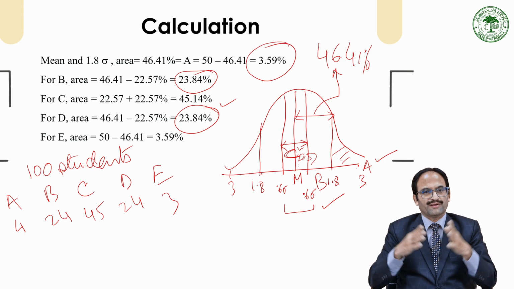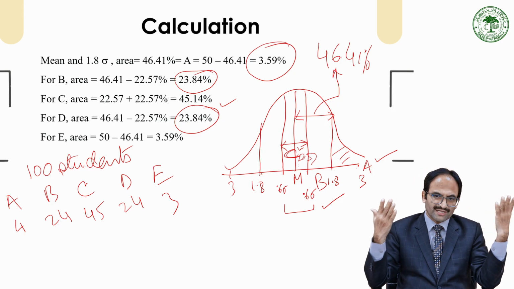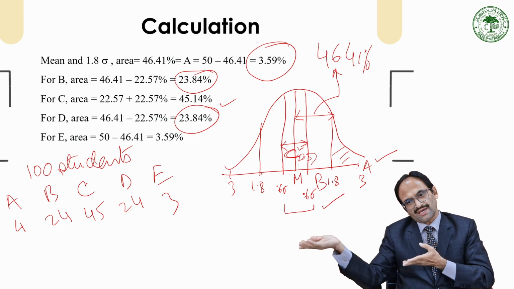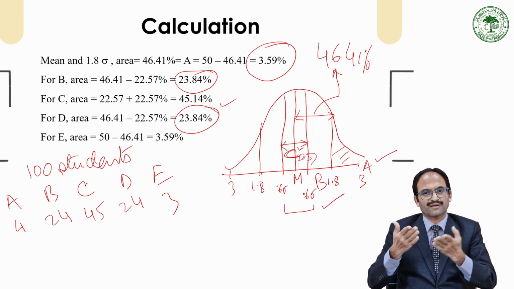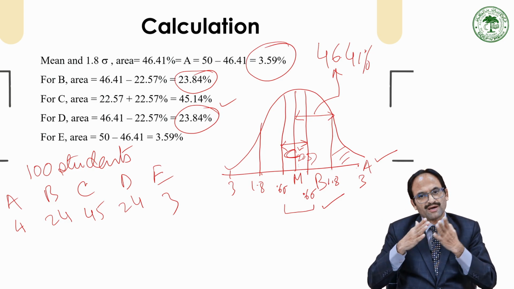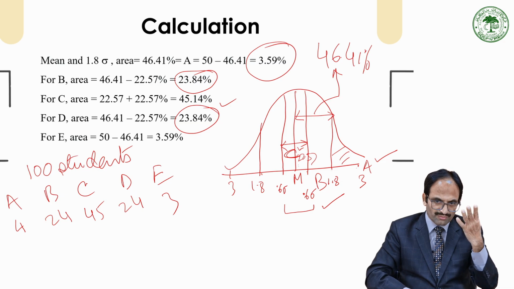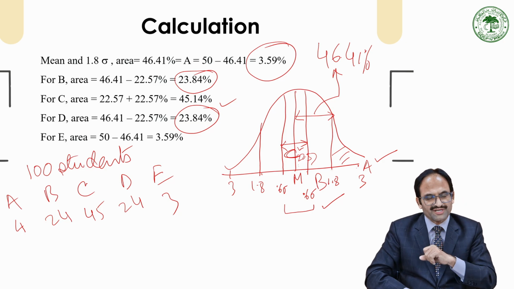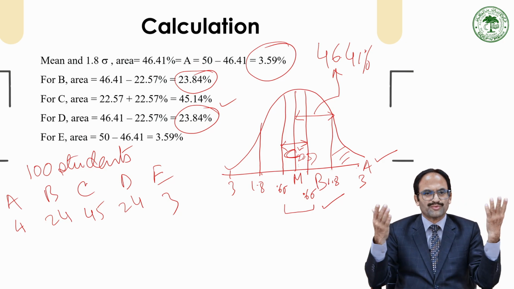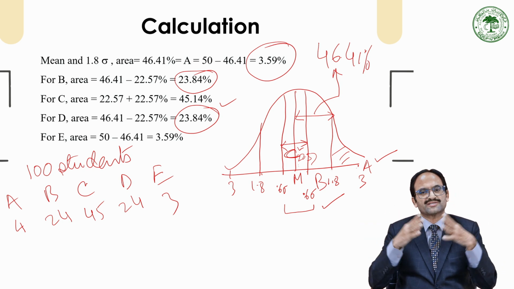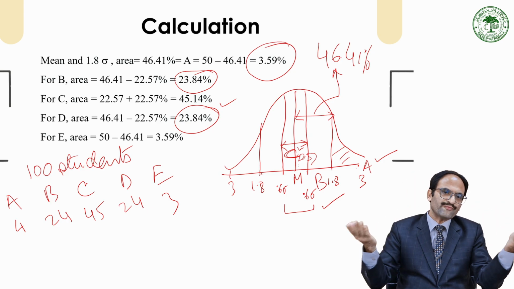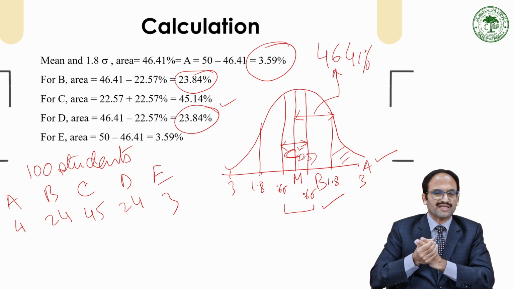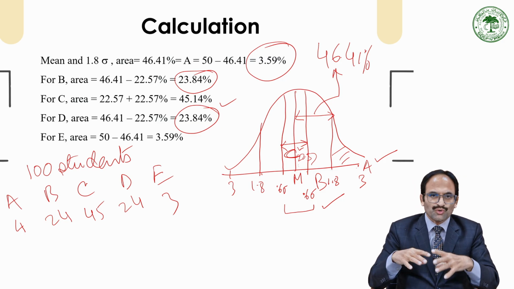So, locate 1.8 sigma, locate the area, subtract from 50. So, A you will locate. Similarly, for B you have to subtract, I mean mean to 1.8 sigma, you have to subtract mean to 0.6 sigma, and finally you will get B. Similarly, you will proceed. C is a different case. Instead of subtracting, you will be doing the addition, and for D it will be in the same way as you have done for B, and for E in the same way as you have done for A. So, this is how we do.